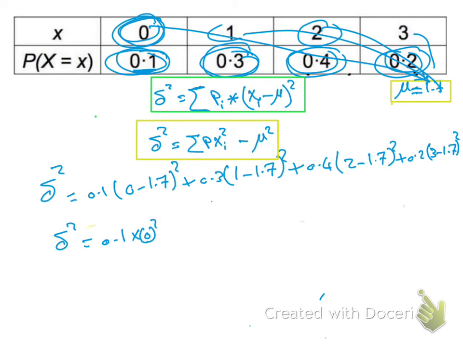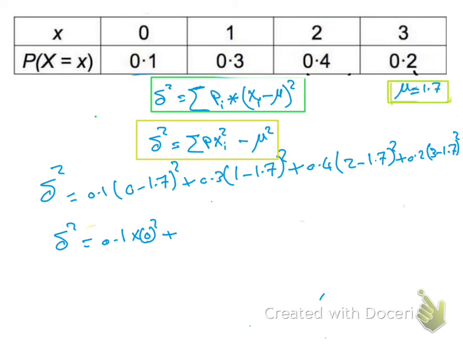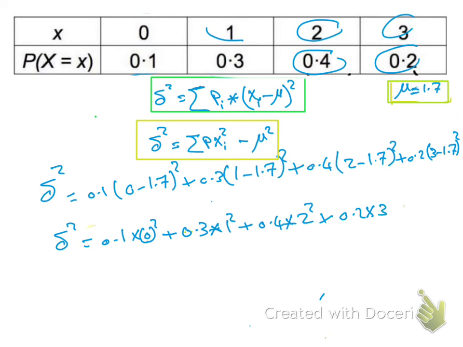Then plus the second probability. Just let me clear this so it will be clearer. The second one will be 0.3, the probability 0.3 times 1 square, plus 0.4 times 2 square, plus 0.2 times 3 square, and the answer of all of this will say minus mu square.